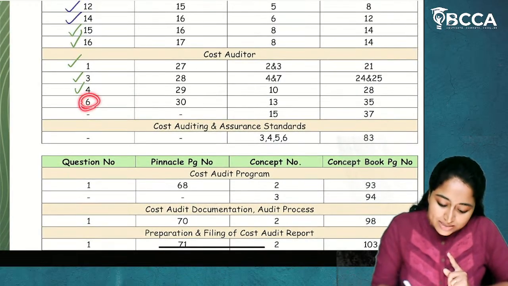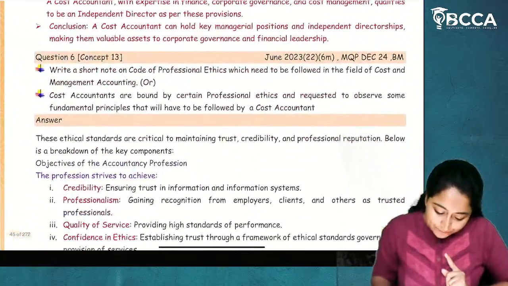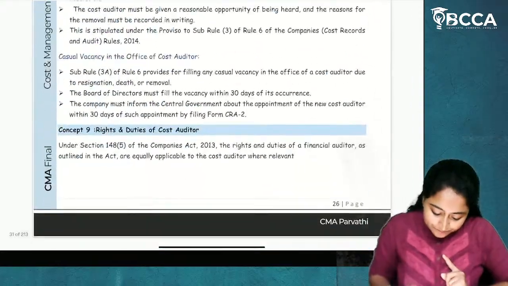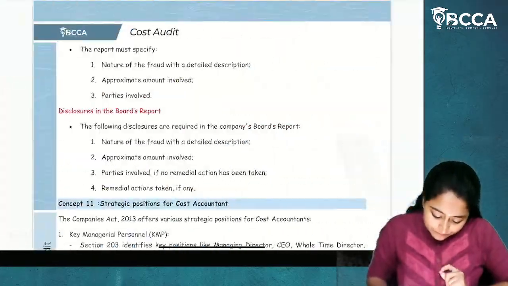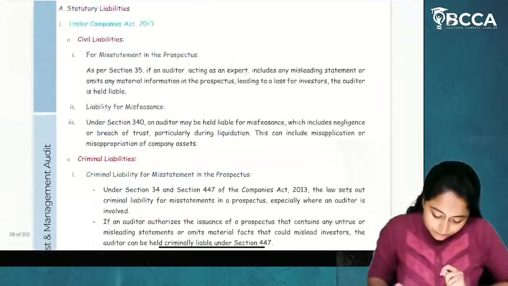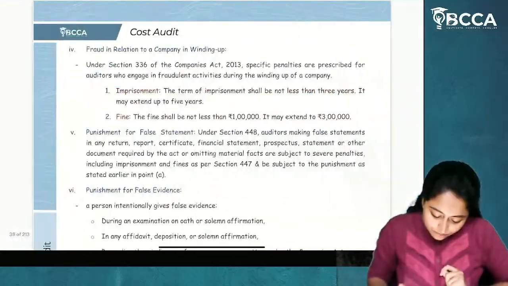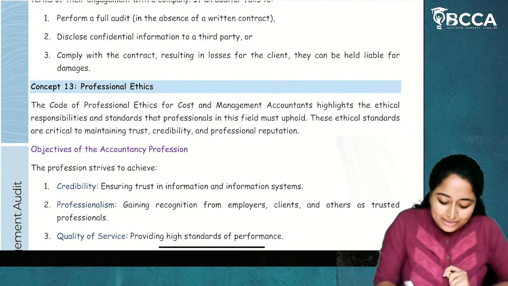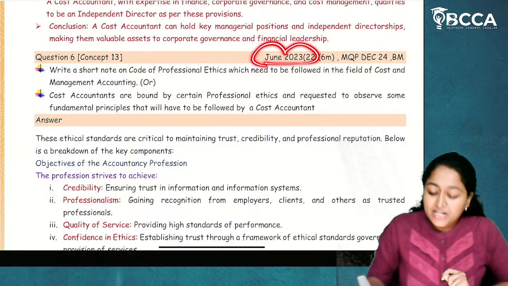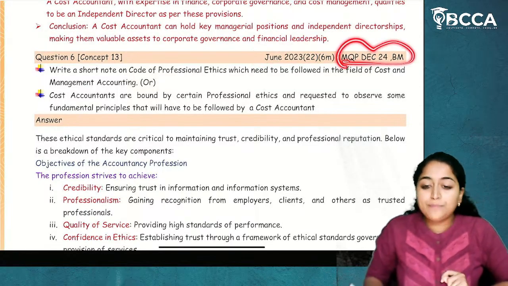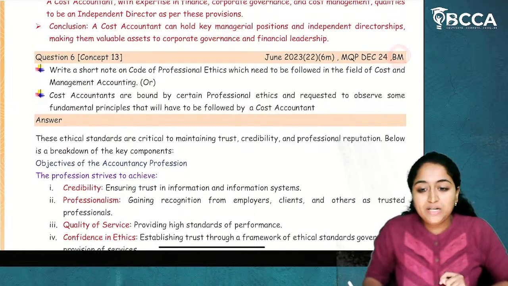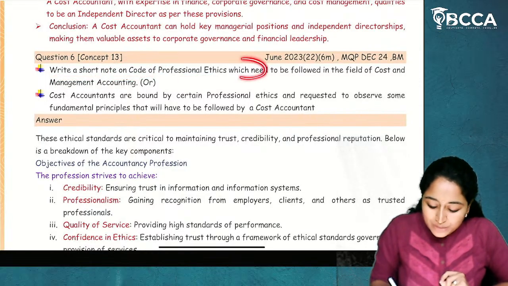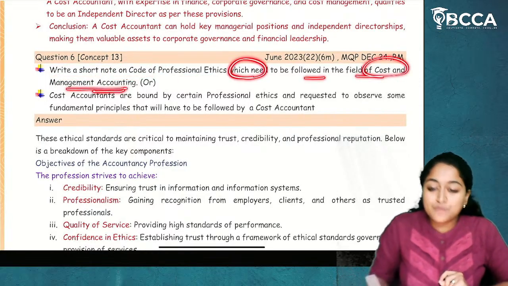Now, question number 6. What is question number 6? Question number 6 is from concept number 13. Now, what is concept number 13? It talks about professional ethics, which has been tested in the June 2023 examination and also in MQP December 24 and also in the board material question. Now, write a short note on the code of professional ethics which needs to be followed in the field of cost and management accounting.